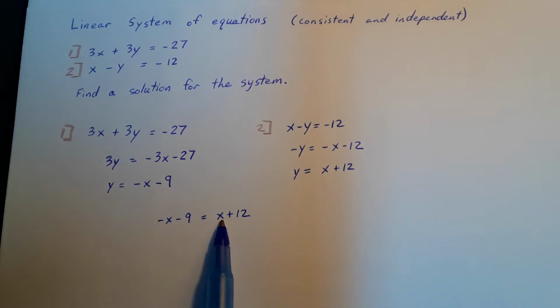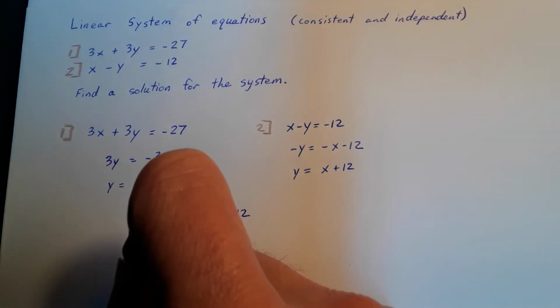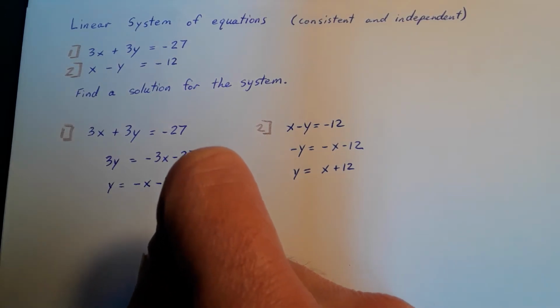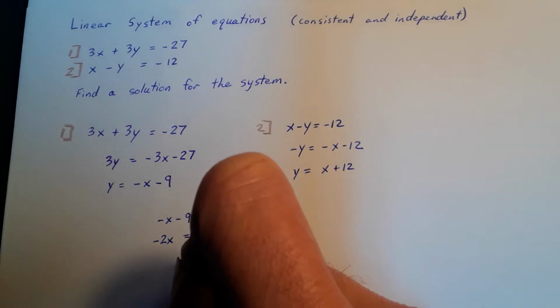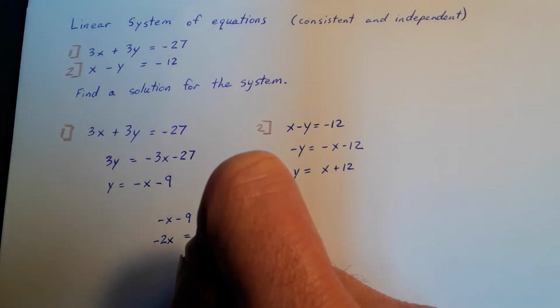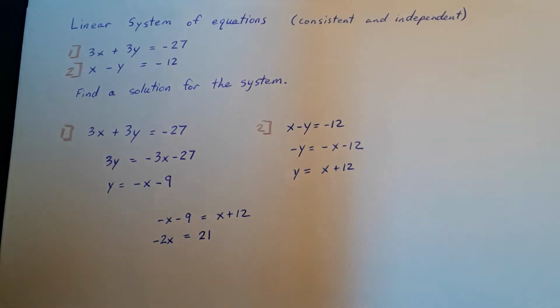I'm going to bring the x terms over to the left-hand side and the integers over to the right-hand side. So I'm going to subtract x from both sides. So I have negative 2x equals 12 plus 9. So I have negative 2x equals 21. I need x by itself, so I'm going to divide both sides by -2. So I get a fraction for my solution here. I have x equals negative 21 halves.